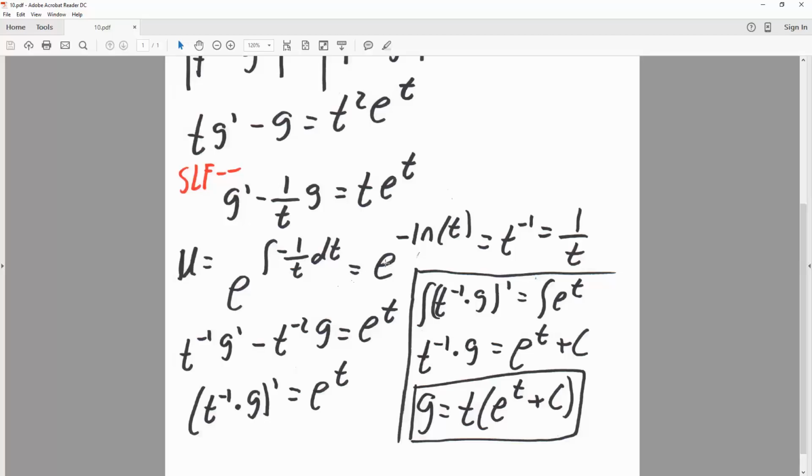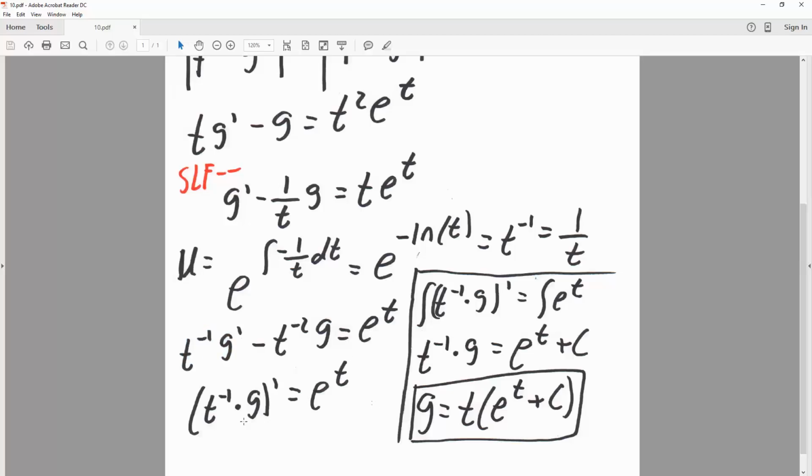And so now we multiply our integrating factor by our standard linear form. So we would get t raised to negative 1 times g prime minus t raised to negative 2 times g is equal to e raised to t. And so this right here will equal parentheses t raised to negative 1 times g, with the prime sign on the outside, is equal to e raised to t.